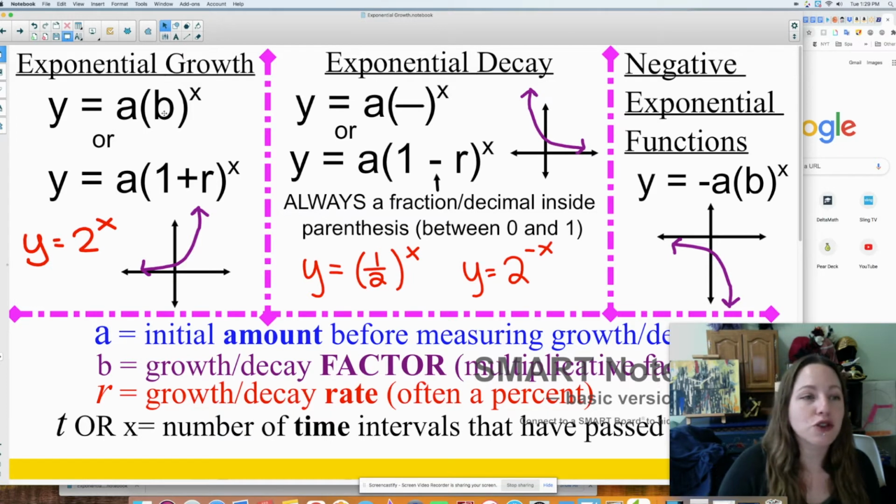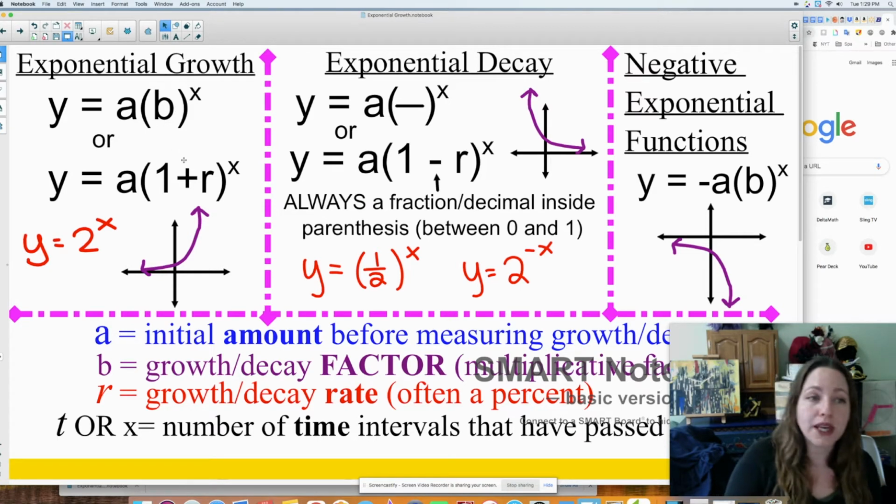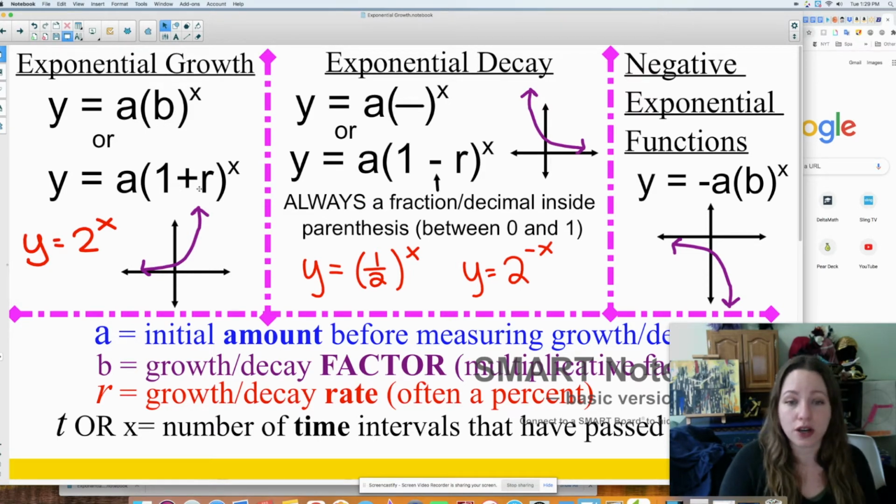Okay, exponential growth. You'll see here that it's this formula that we just saw. Or the b can also be written as 1 plus r. We're going to see that that is when we're given a rate, which is a percent. So b is when we're given a factor. 1 plus r or 1 minus r is when we're given a rate or a percent.